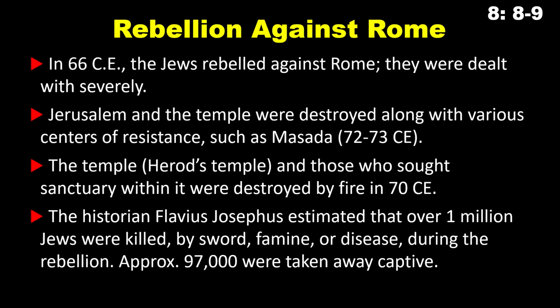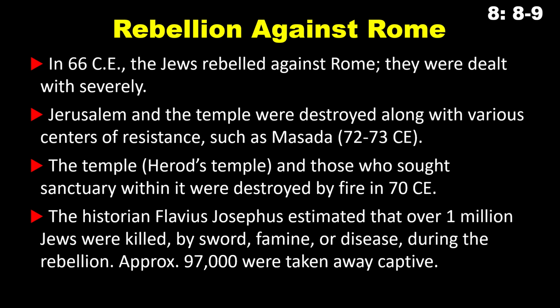The Jewish rebellion against Rome resulted in a great reduction in the number of Jews living in the Palestine area, from both emigration to escape the conflict and from the war itself. In 66 Common Era, the Jews rebelled against Rome. They were dealt with severely. Jerusalem and the temple were destroyed along with various centers of resistance, such as Masada, that occurred around 72-73 Common Era. The temple, that's Herod's temple, and those who sought sanctuary within it were destroyed by fire in 70 Common Era.